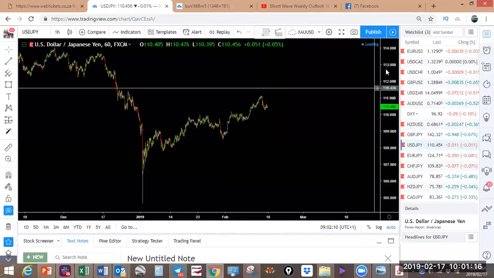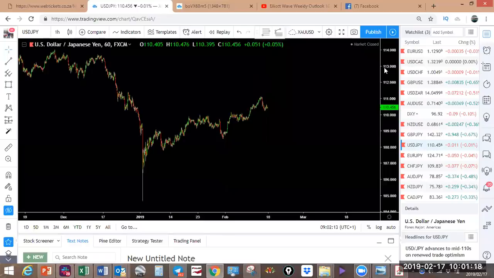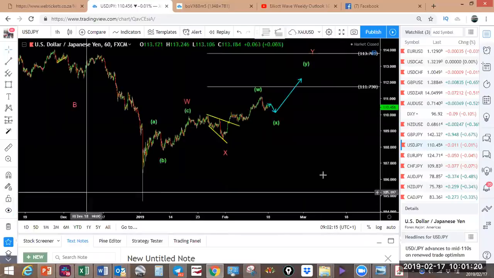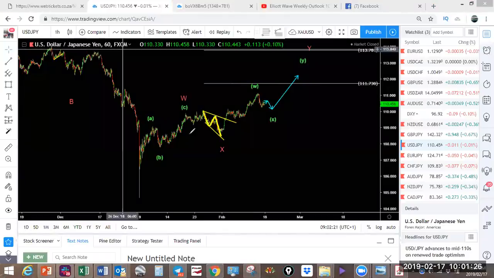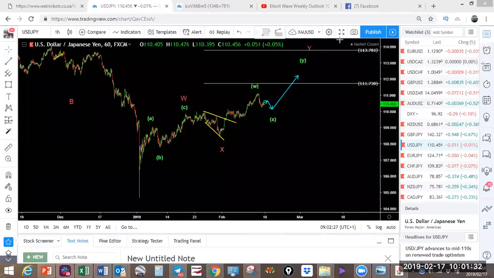Pound, US dollar. Now, not pound, US dollar. US dollar JPY. Right, so you remember when I showed you that this corrective structure was correlated to the one that you have on AUDJPY. Let me show you again. I'm going to bring up two screens.